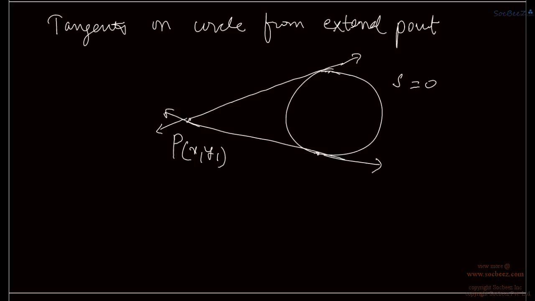Say this is the point (x1, y1), and the equation of the circle is S equal to 0. This is the general equation of a circle, S equal to 0, that means x square plus y square plus 2gx plus 2fy plus c is equal to 0. And we have the external point P (x1, y1), from which we have drawn two tangents.